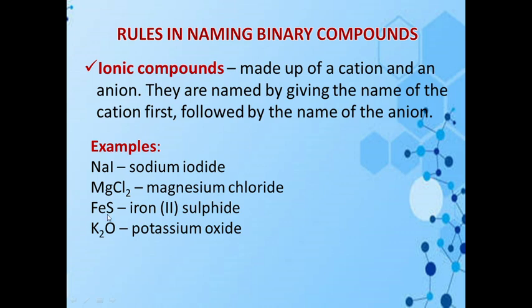Another example is iron. Iron is a metal, while sulfur is a non-metal, so it becomes sulfide. Next, we have potassium. Potassium does not change its name because it is a metal. And the second name is oxygen, which is changed into oxide, because it is a non-metal.